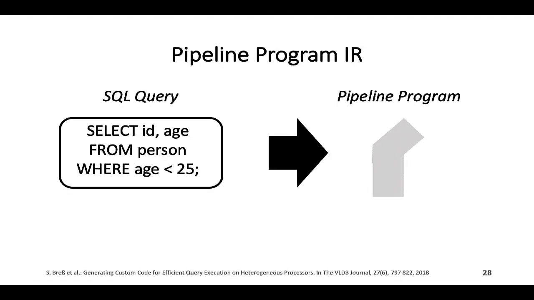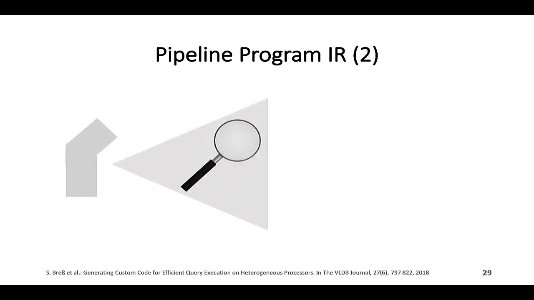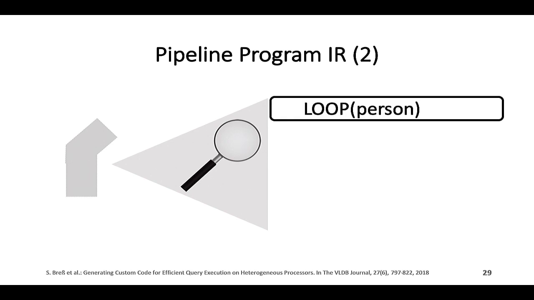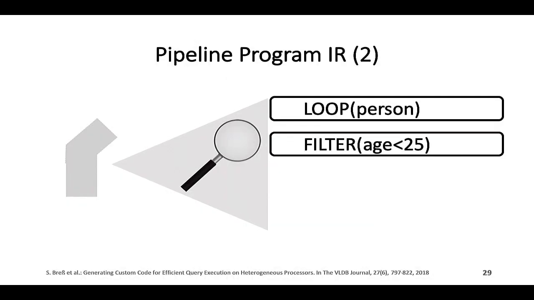So let's assume we have a very simple SQL query as an input, and now we create a simple pipeline program out of this. We only do a projection and a filter essentially here. If we investigate the contents of this pipeline program, the first instruction will be a loop operation that will produce a tight for loop that iterates over all tuples of the input table. Then we have a filter instruction that applies the predicate of the query.